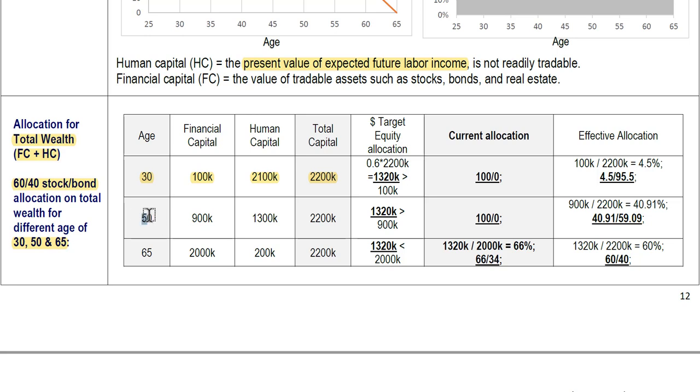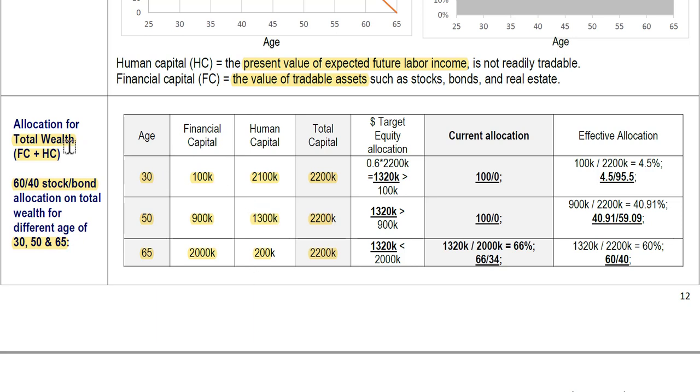When you go into 50 years old, your financial capital increased to 900,000. Financial capital is the value of all tradable assets: stocks, bonds, and real estate. Your human capital decreased to 1.3 million, so your total capital is still the same. Now at 65, your total capital is still 2.2 million, but your human capital is reduced to 200,000. Of course, you accumulate a lot of financial capital, that's $2 million.